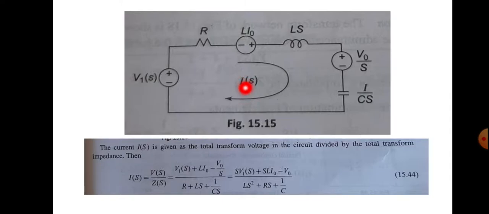So in this circuit, you are asked to find out the value of I of S. You know that I of S will be equal to total voltage divided by total impedance, right? So the total voltage is here V1 of S plus this is another voltage source, and this is another voltage source.